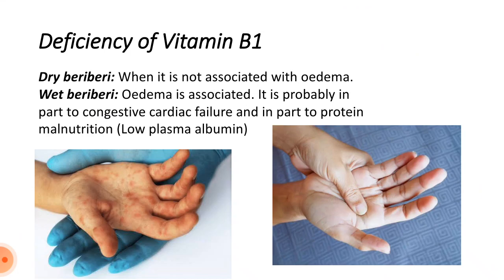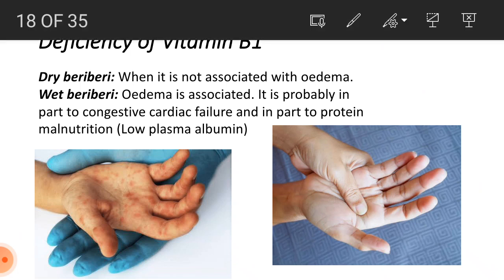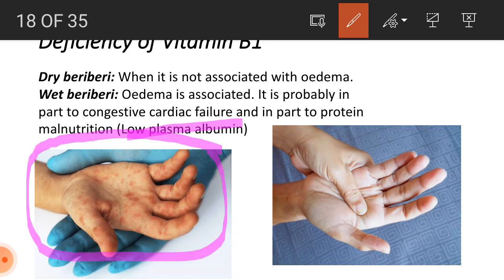Dry beriberi is when it is not associated with edema, and wet beriberi is when it is associated with edema. It is probably due in part to congestive cardiac failure and in part to protein malnutrition, that is low plasma albumin. This is how beriberi looks like. This is the normal condition, but this is a hand which is having beriberi due to the deficiency of vitamin B1.